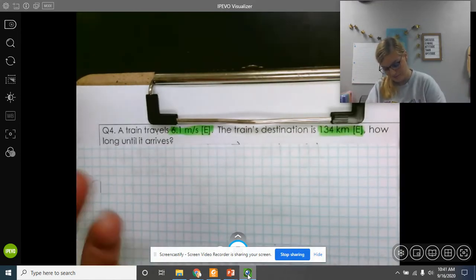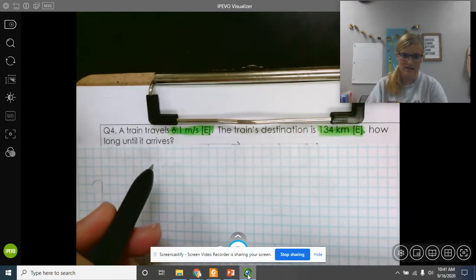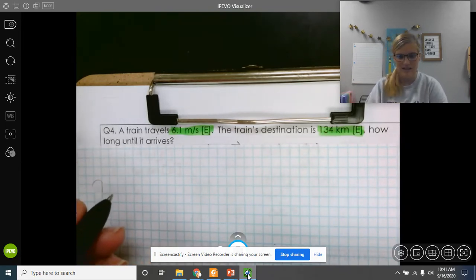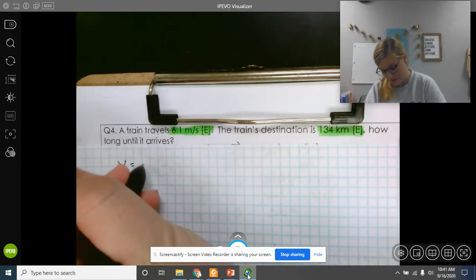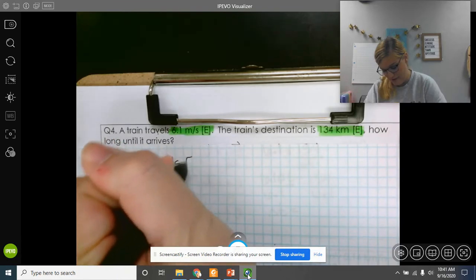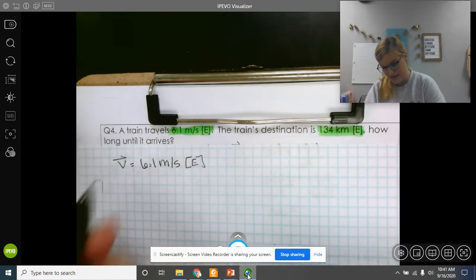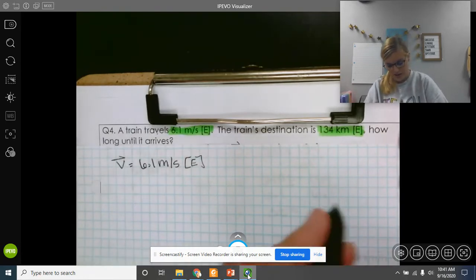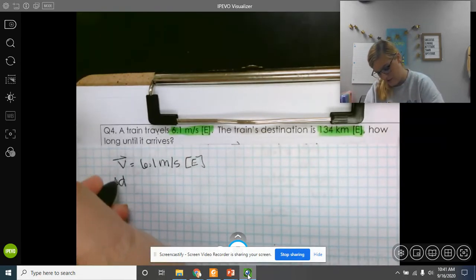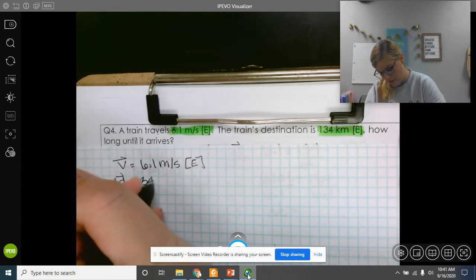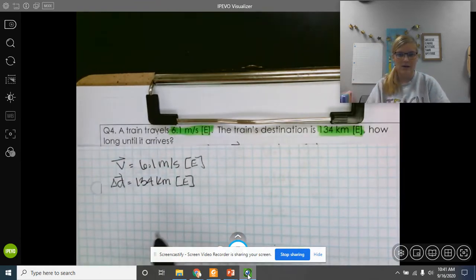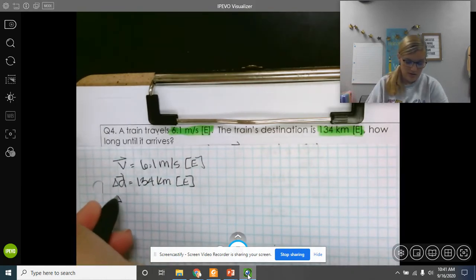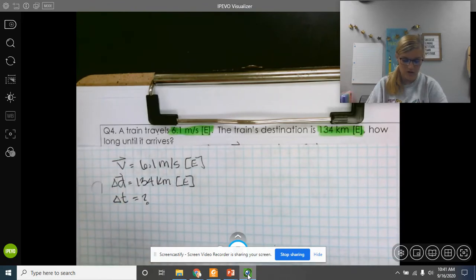Train travels at 6.1 meters per second east. And because it's traveling and it gives us meters per second, we know that it is going to be our v. But because we have a direction, which is east, it's actually our vector for velocity. So the train's destination, which means how far it goes from start to finish, is 134 kilometers east. And we already know that we need a direction on it for it to be a vector. And we're going to be looking for the change in time, or how long it takes for it to get there.